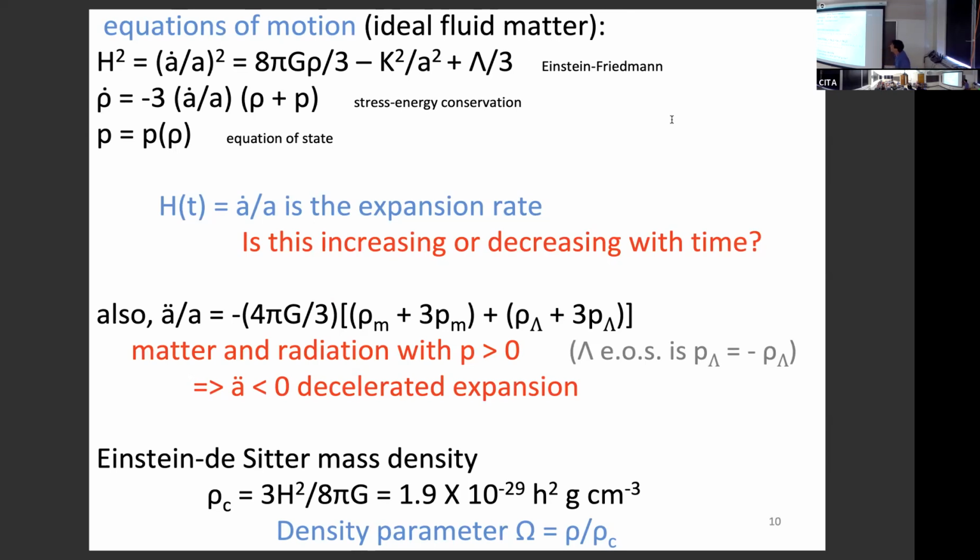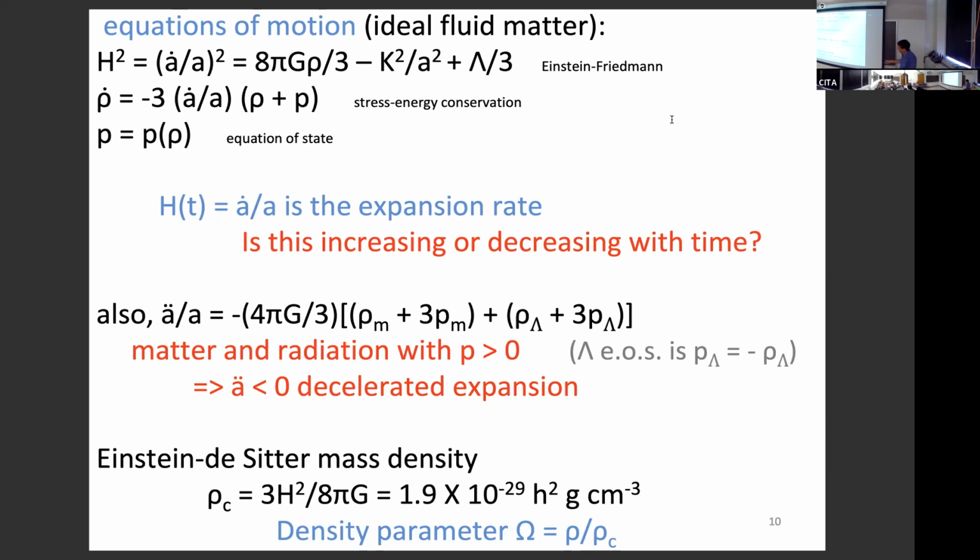And you can extend this to include scalar fields, and that's what I'm going to do with dynamical dark energy. So we know that the expansion rate is positive, and the obvious next question is to ask whether it's increasing or decreasing with time. And the easy way to think about that is in terms of the second time derivative Friedman equation, which you can derive from here straightforwardly.